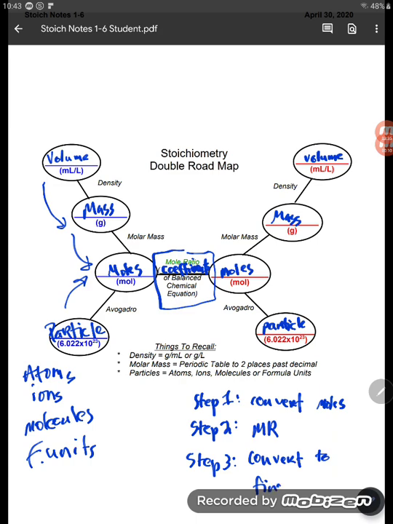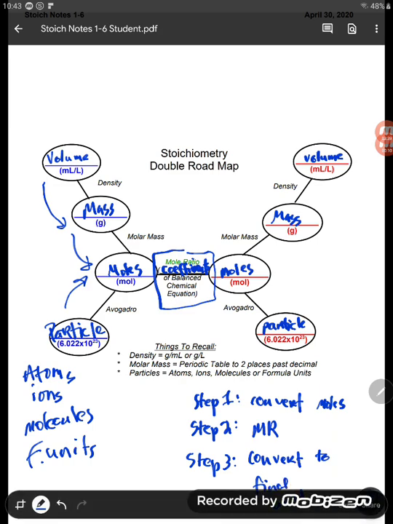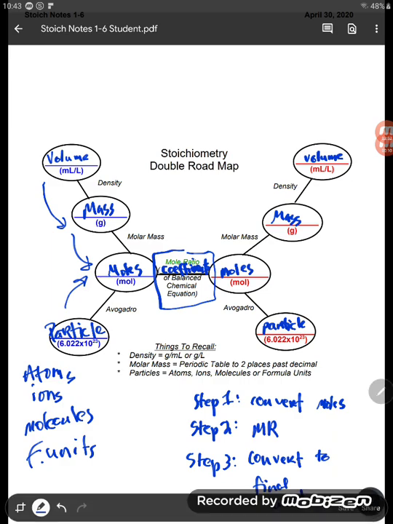I teach it in a step one, step two, step three format. I know maybe some of your other chemistry teachers will really stick to the roadmap. And as I mentioned before, it really is up to the teacher on how they want to have that done.